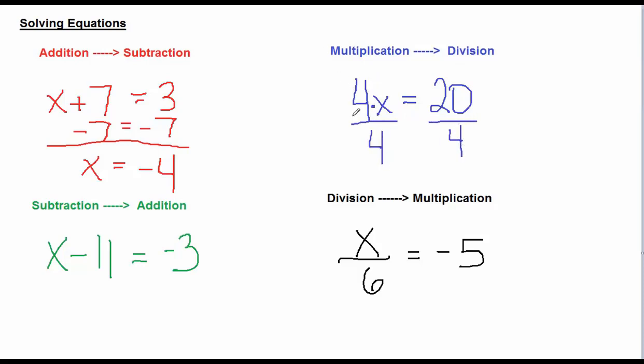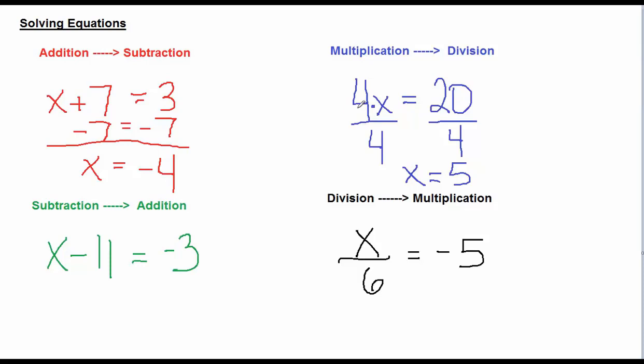Notice that when we do that, 4 divided by 4, well, that's just 1x. And you never have to write 1x. You just have to write x. A 1 times x, that's kind of redundant. We know that there's a 1 there. And 20 divided by 4 is 5. That's our answer. X equals 5.